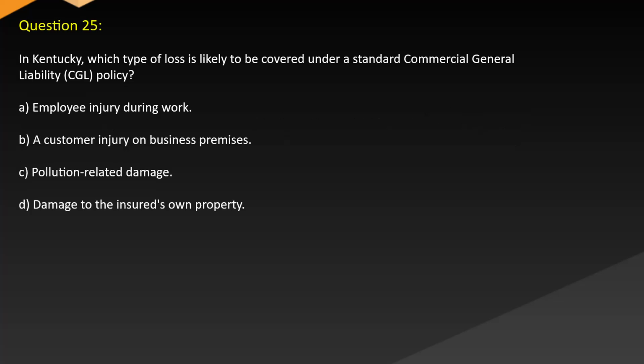action. Question 25. In Kentucky, which type of loss is likely to be covered under a standard commercial general liability (CGL) policy? A. Employee injury during work. B. A customer injury on business premises. C. Pollution-related damage. D. Damage to the insured's own property.